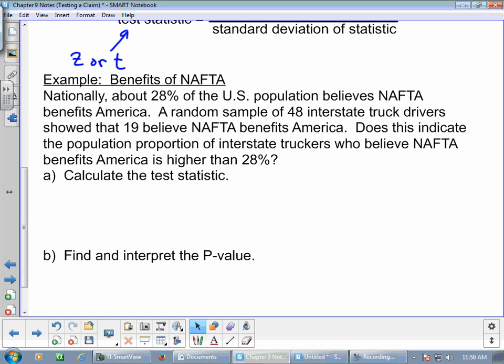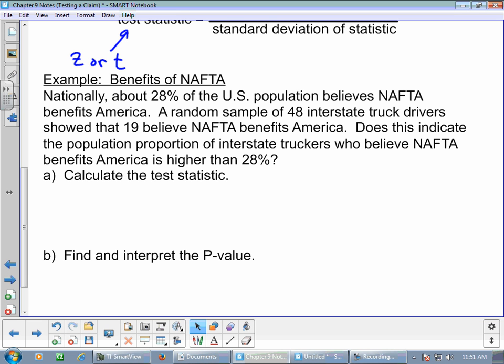Benefits of NAFTA. Nationally, about 28% of the U.S. population believes that NAFTA benefits America. A random sample of 48 interstate truck drivers showed that 19 believe that NAFTA benefits America. NAFTA is the North American Free Trade Agreement. Does this indicate the population proportion of interstate truckers who believe NAFTA benefits America is higher than 28%? We're going to calculate the test statistic, and then we're going to find and interpret the p-value.